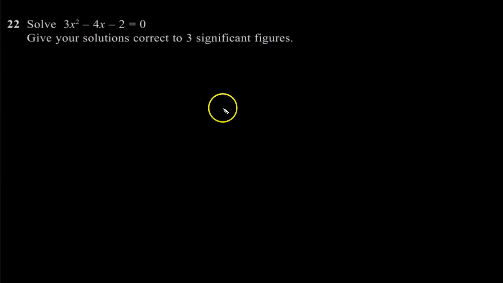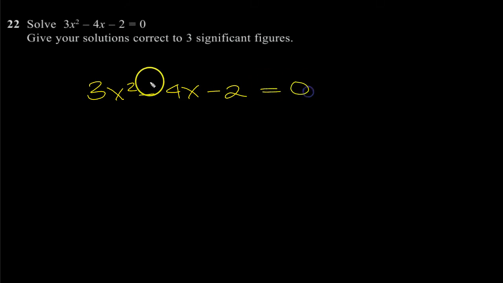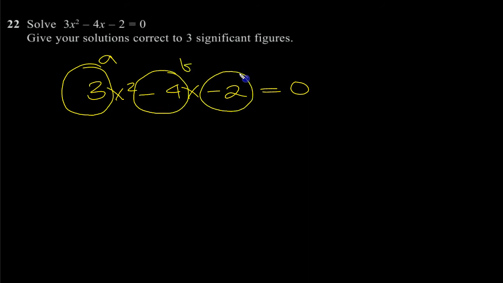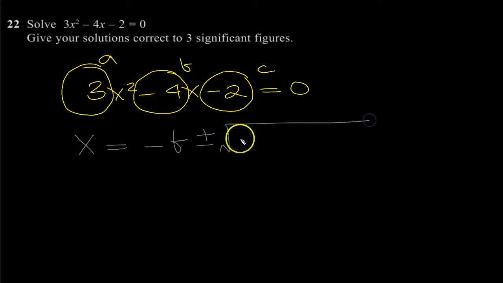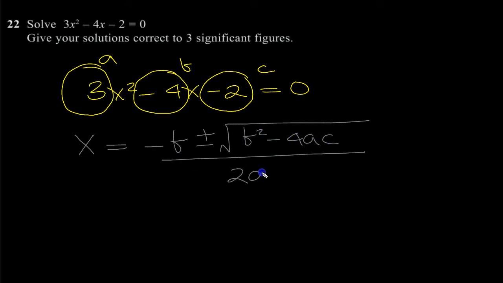22. Solve this quadratic equation. Give your solutions correct to 3 significant figures. So we're going to need to use the formula. Let's write it out, 3x² − 4x − 2 = 0. So the number of x squareds is the a, the number of x's is the b, and the number here is c. The formula, which we'll write out, x is equal to minus b plus or minus the square root of b squared minus 4ac all over 2a is the formula.